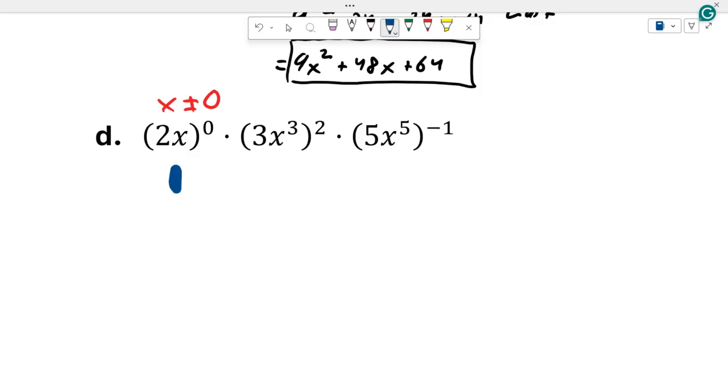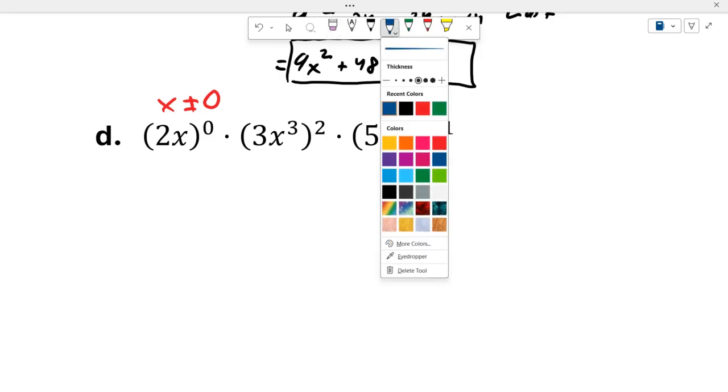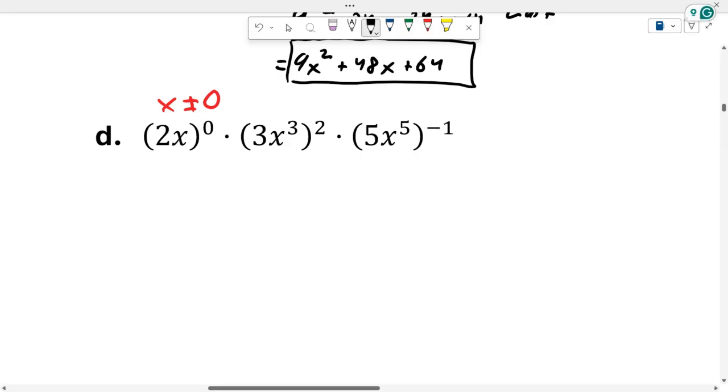So this is going to simplify to, oop, that's not what I want. Let me fix that for a second. Okay. So what I have here is something to the 0 power, which simplifies to just 1, because I'm making a decision here that x does not equal 0.